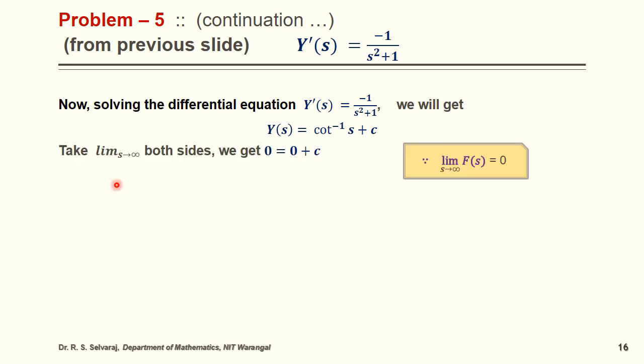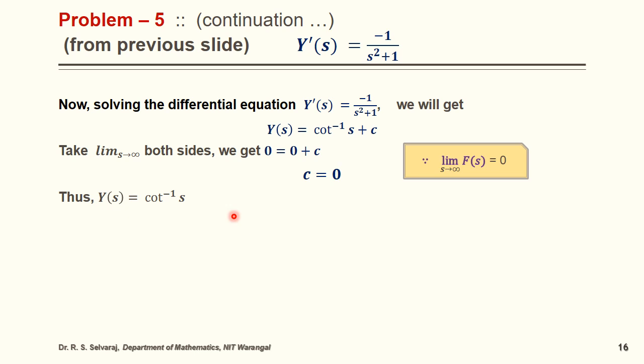You see, by taking the limit s tends to infinity on both sides, we will get 0 is equal to 0 plus c. Why? Because we know whenever s tends to infinity, the Laplace transform will tend to 0. That property we have already come across in the initial stages of our classes. So now we are able to find the value of c, which is 0. So capital Y of s is cot inverse s.